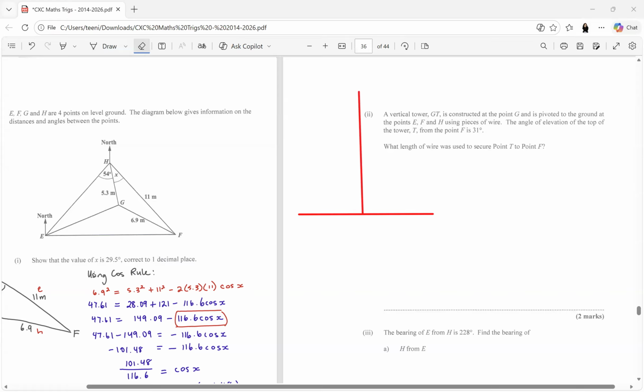So here, the top of the tower, this is T, and this is the point on the ground, G, okay? And then you have your point F. The other point E might be here, and then H is somewhere up there. If you're looking at the side view of it, it'll just be wires connecting it. So like a wire here, this is the wire, and another wire here, right? That's how you'd be looking at it.